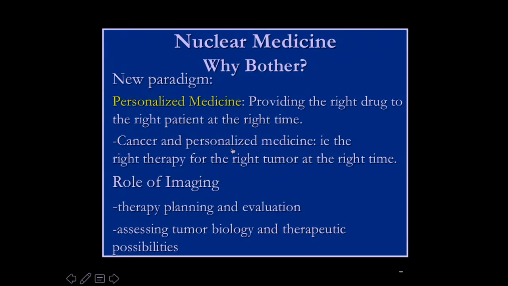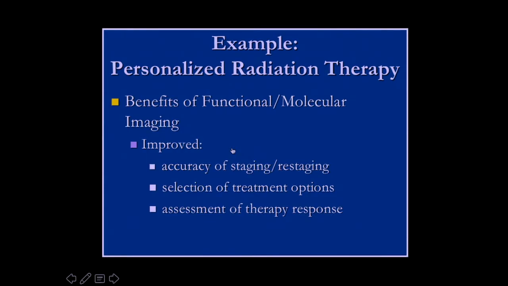So how does imaging come into this? Well, planning, evaluation, assessing the tumor biology, labeling that chemotherapy drug, and imaging it. So what are some of the benefits? I'm going to give an example of radiation therapy. Improved accuracy of staging and restaging with PET, very well documented, appropriate selection of expensive treatment options, and then knowing if it's working sooner than if you waited for it to shrink and change size.